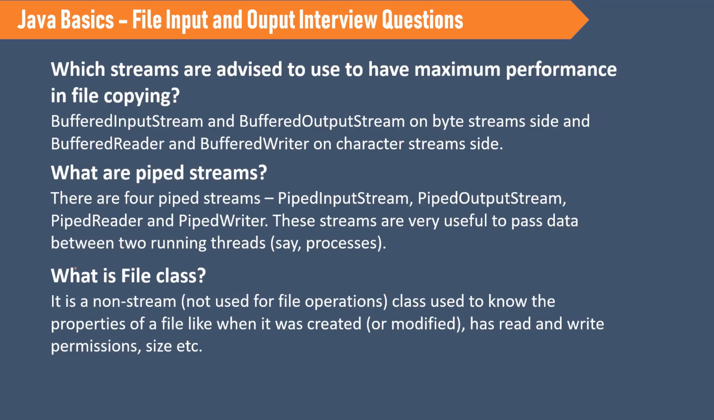Next question is, which streams are advised to use to have maximum performance in file copying? When you are copying a file from one place to another, we can definitely use buffered streams, because while you are copying, they put the data in a buffer and read the data from the buffer, so it is very fast. So BufferedInputStream and BufferedOutputStream on the byte stream side, and BufferedReader and BufferedWriter on the character stream side. These we can use for maximum performance.